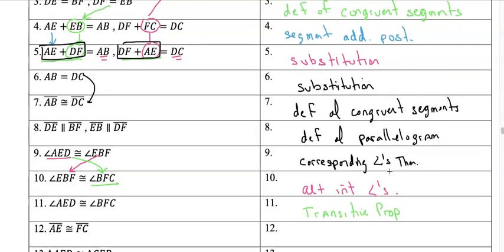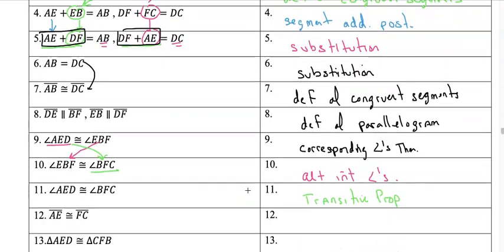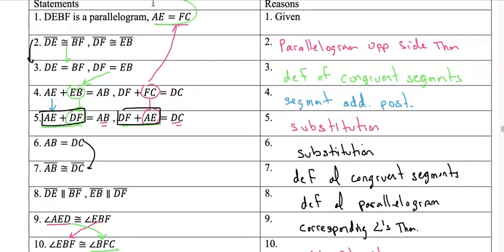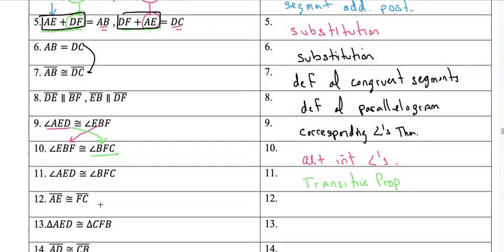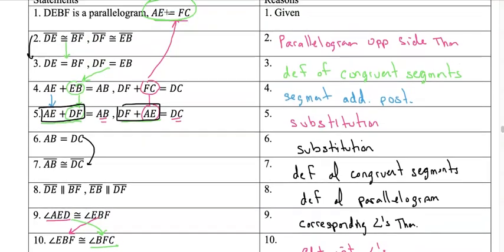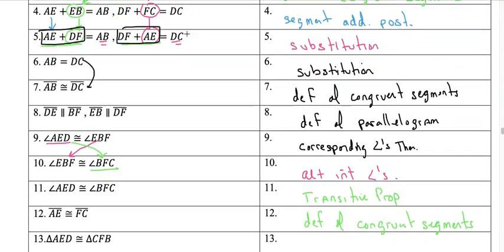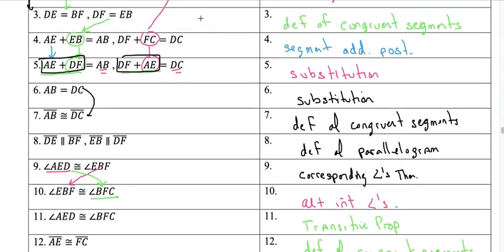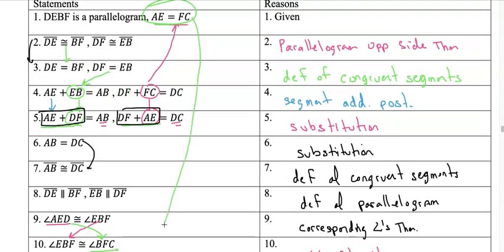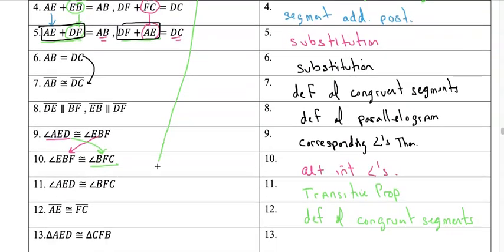Okay, and then we got finally that AE is congruent to FC, that's coming back to here, that's my given. I'm converting equality to congruence, so definition of congruent segments. So this is going back to my given, right? AE is congruent to FC, that's coming from here. AE is equal to FC, that's coming down that way. You draw a line from here to here.